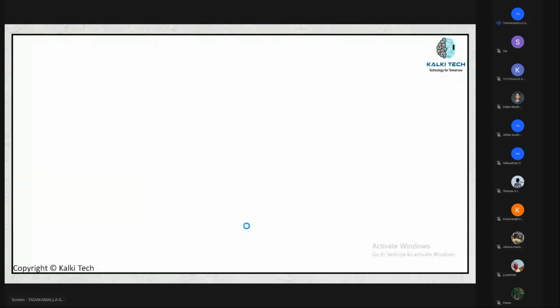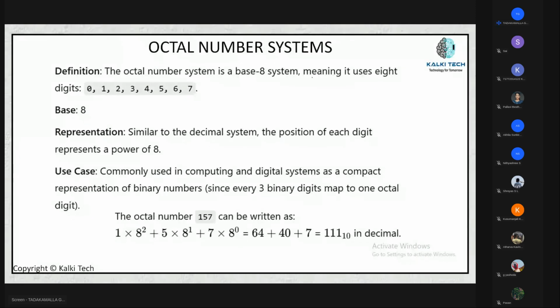Coming to the octal number system, it is a base 8 system. That means it will have the digits from 0 to 7. It is similar to the decimal number system: the position of each digit represents a power of 8. This is the syntax we are going to follow for converting any octal number to a decimal number, which we will see in our upcoming slides.